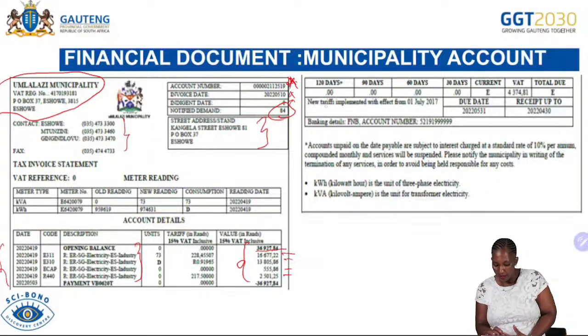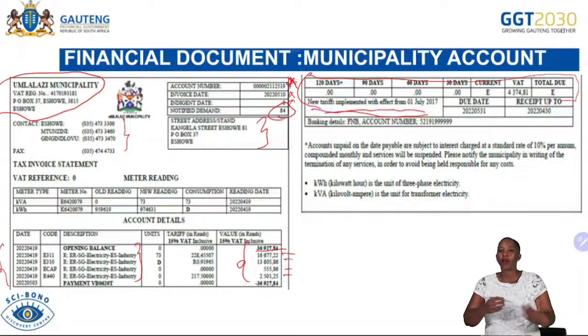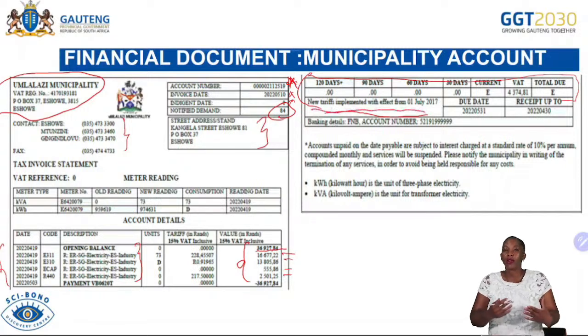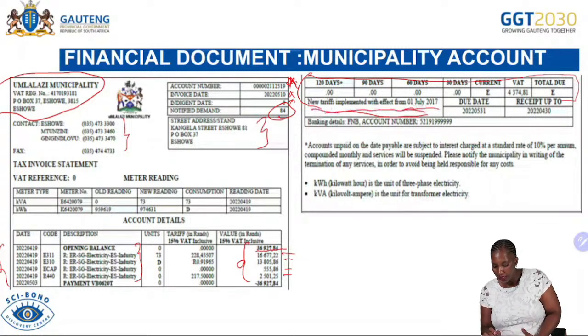Now here that information is being indicated, everything. And then they even tell you that the tariffs have gone up, or the new tariffs that you see here, when will they be implemented? They say it will be effective on the 1st of July 2017.